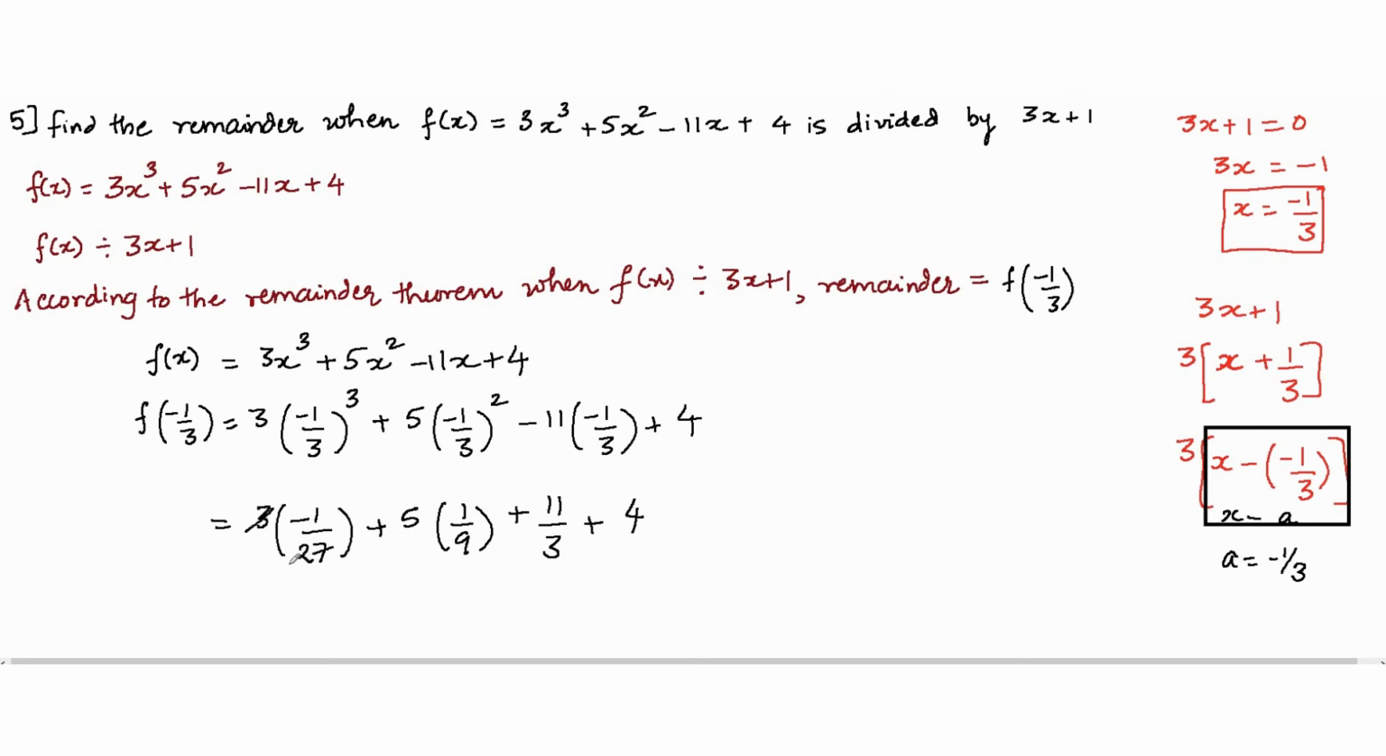Now some cancellations are possible. 3 and 27 cancel by 3. So this becomes negative 1 by 9 plus 5 by 9 plus 11 by 3 plus 4. So negative 1 plus 5 is 4 by 9. So this becomes 4 by 9 plus 11 by 3 plus 4. And now you can find the complete LCM. The LCM is 9. So it is 4 plus 33, that's 37. And 37 plus 36 is 73. So the remainder comes out to be 73 upon 9.